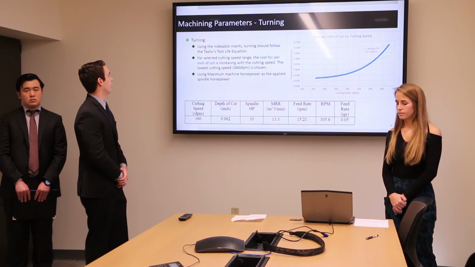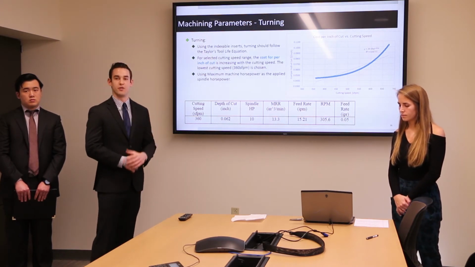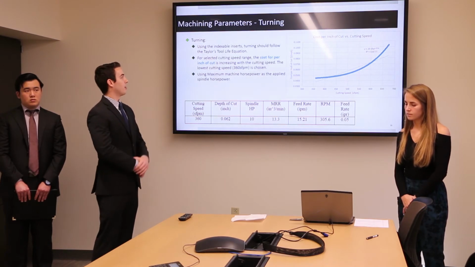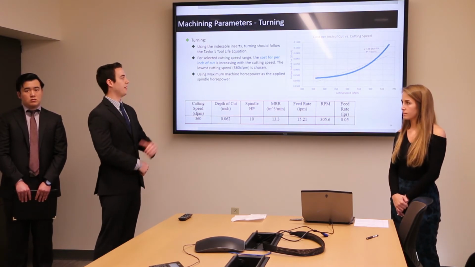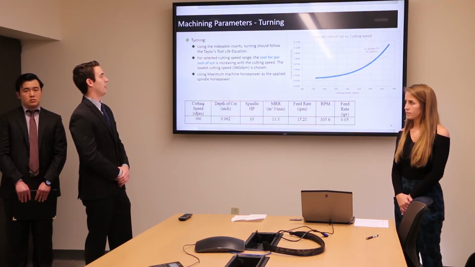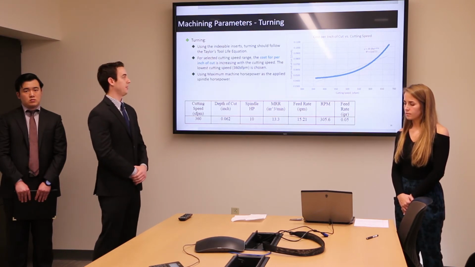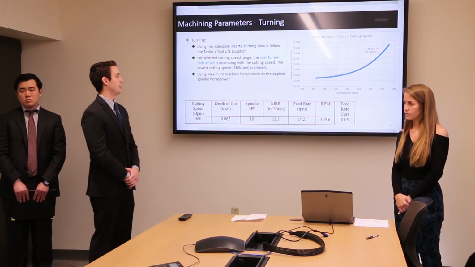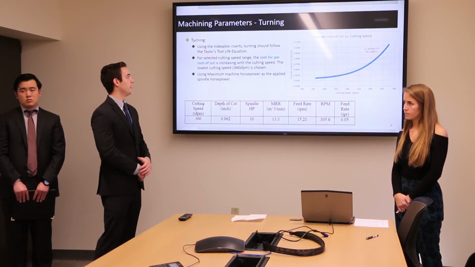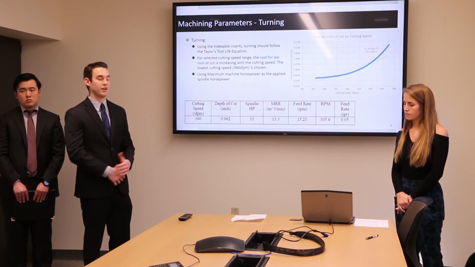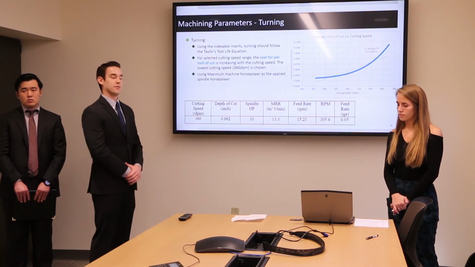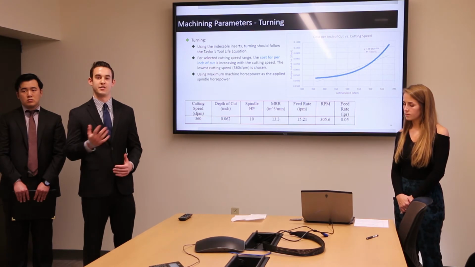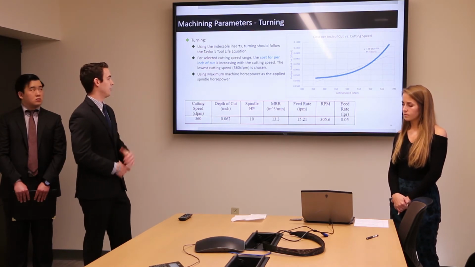For turning, we used the indexable C6 insert that was shown previously, and that was going to follow the Taylor tool life equation. We also applied a cost per inch of cut versus cutting speed, as you can see on the right here. And as you'll also see, the cost per inch of cut increases drastically with the cutting speed. So for our range of cutting speed between 300 and 700, we chose the minimum surface speed that was possible to optimize our cost. We also chose the maximum horsepower, which was collected from the machine data handbook that was given to us in the project, in order to be applied to the spindle.